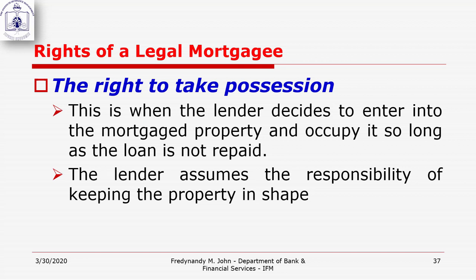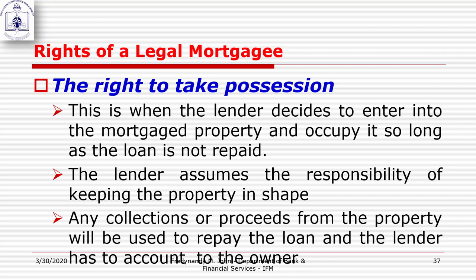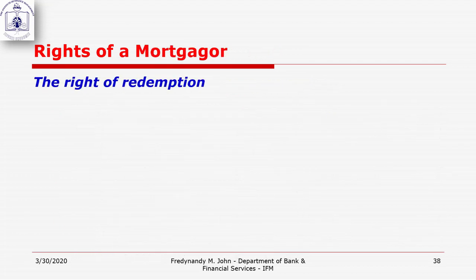However, since the lender has occupied that particular building, he will assume all responsibilities of keeping that particular building in shape. But any collections or proceeds from the property will be used to repay the loan, and the lender has to account to the owner. That is to say, even though the banker has possessed the building, let's say now it is the banker that is collecting some rent from that particular building, the proceeds need to be accounted to the rightful owner, that is the borrower.